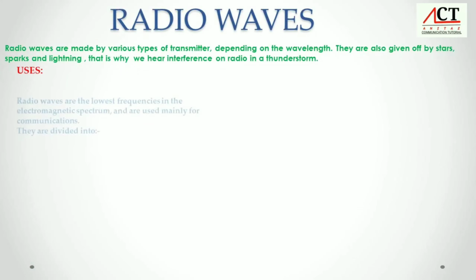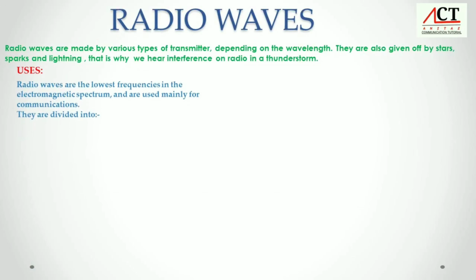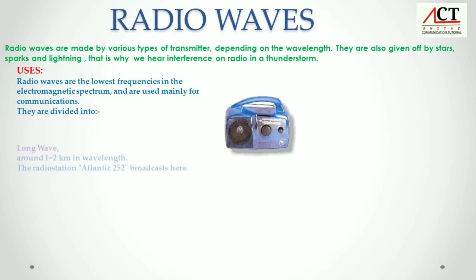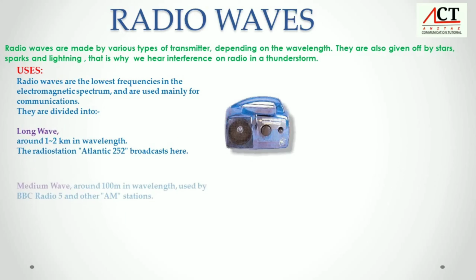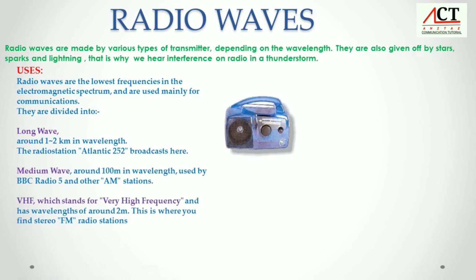Uses of radio waves. Radio waves are lowest frequency in electromagnetic spectrum and are used mainly for communication purpose. They are divided into long waves, medium waves, very high frequency and ultra high frequency waves. Long waves are used as radio station broadcast and are 1 to 2 kilometer in wavelength.